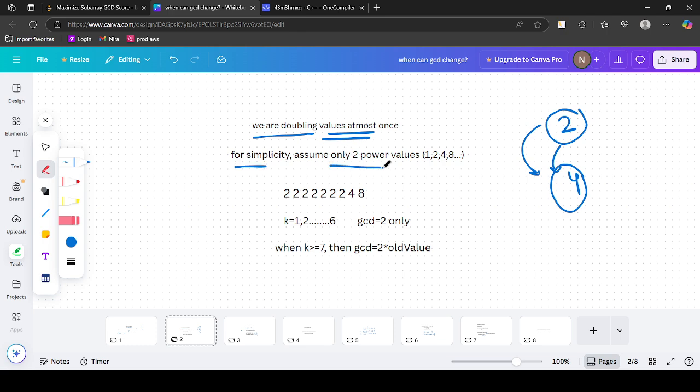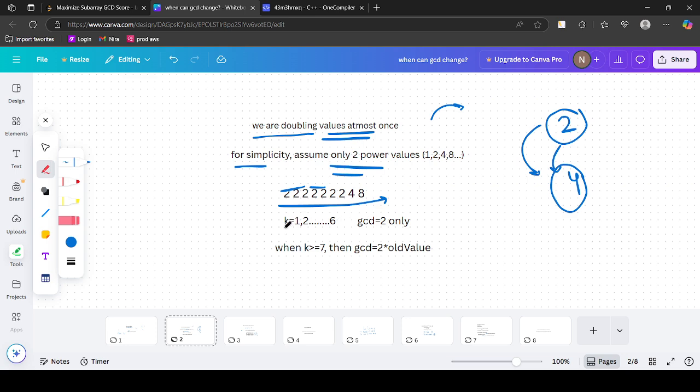For simplicity, assume only 2 power values because we are dealing with multiplication by 2. So what is the simple thing that we can remember? It is just 2 power values. These are the simplest values that we can think of. There are 2, 2, 2, 2, 2, 2, 2, so seven 2s, one 4 and one 8.